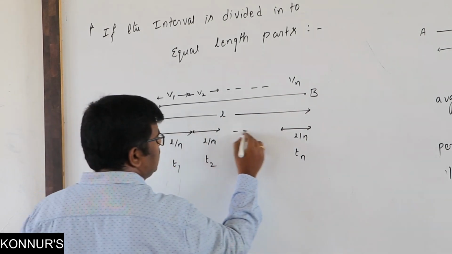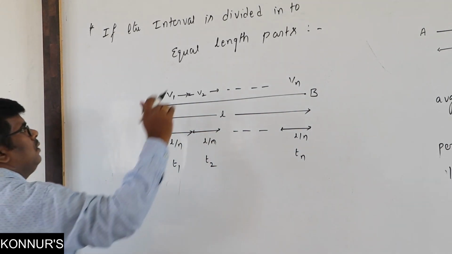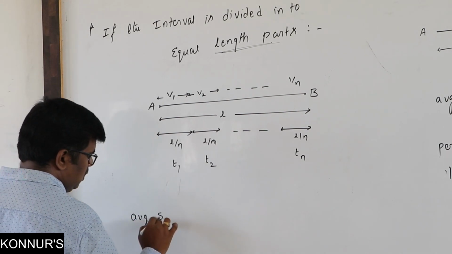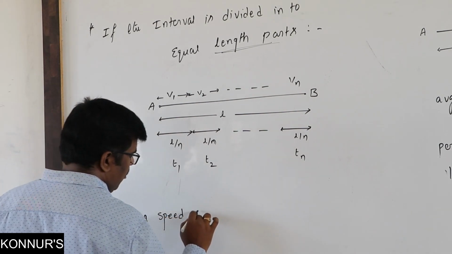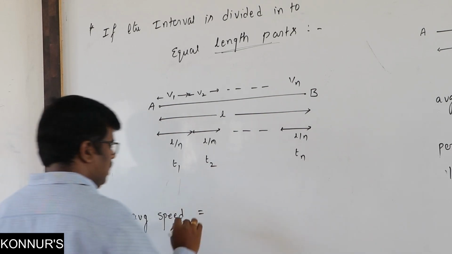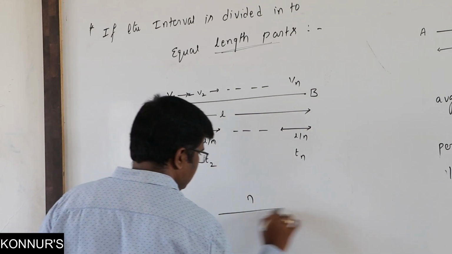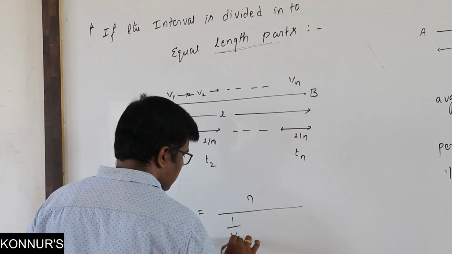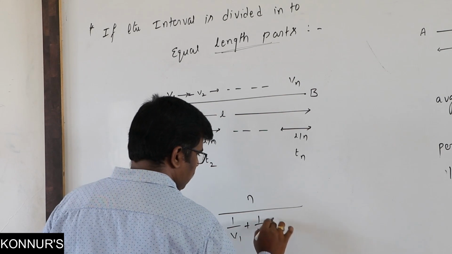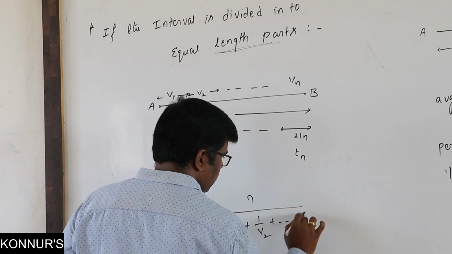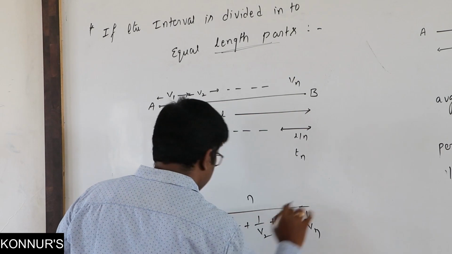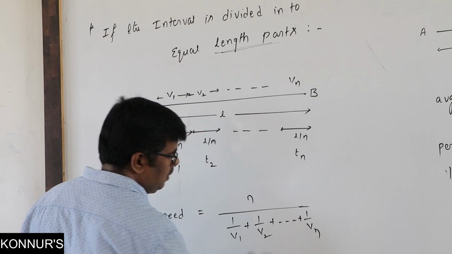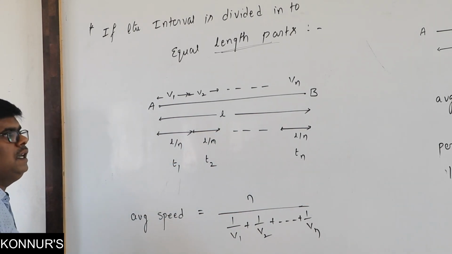So in this case, what is the average speed? If the length is divided into equal parts, the average speed is equal to n divided by (1 by V1 plus 1 by V2 and so on, 1 by Vn).